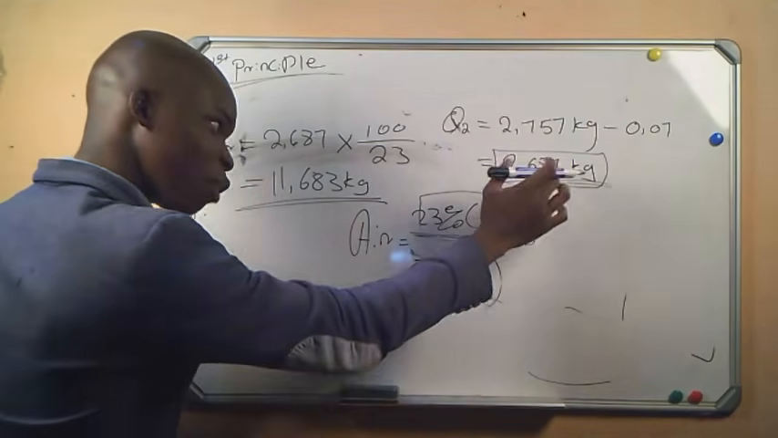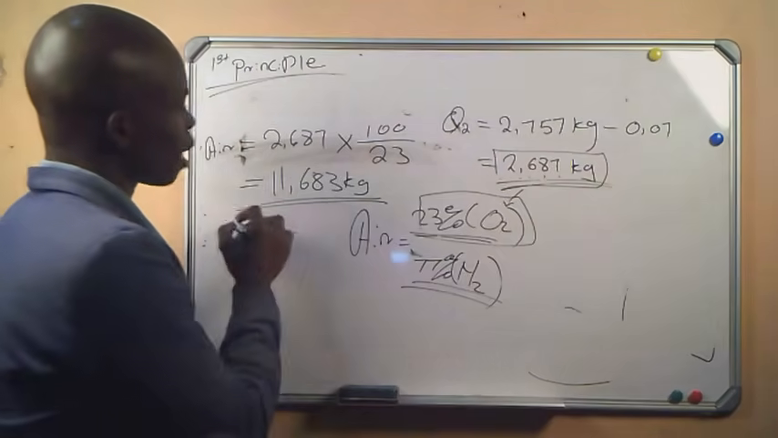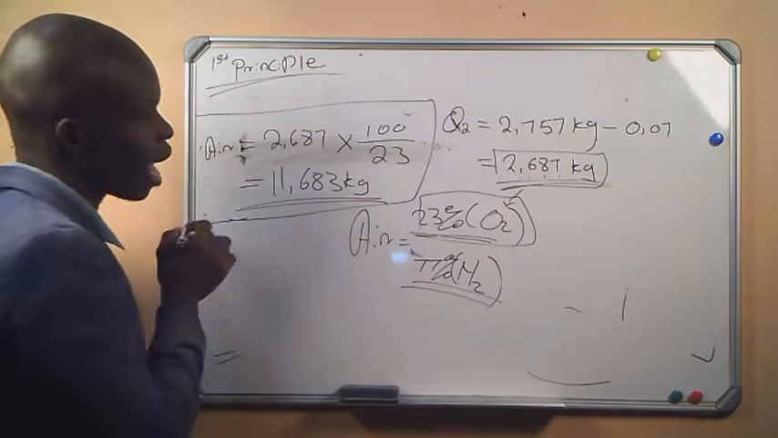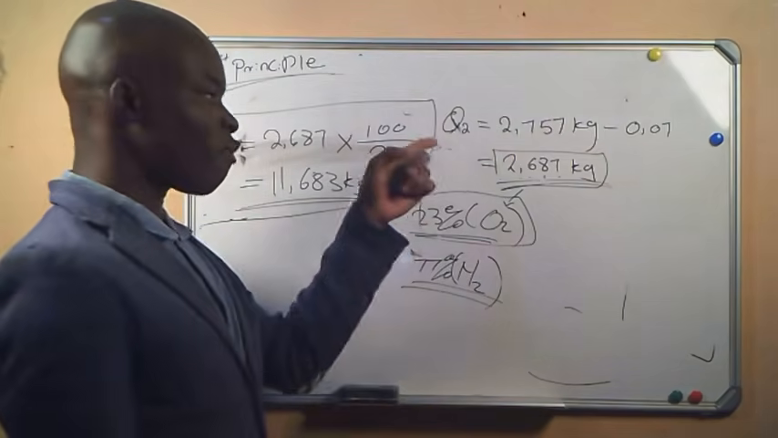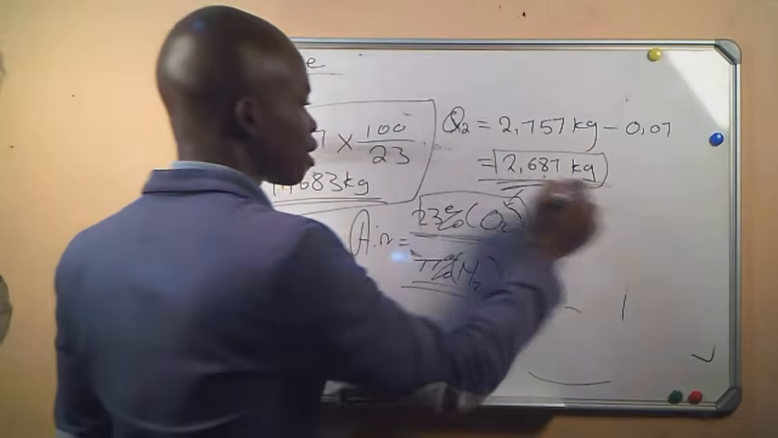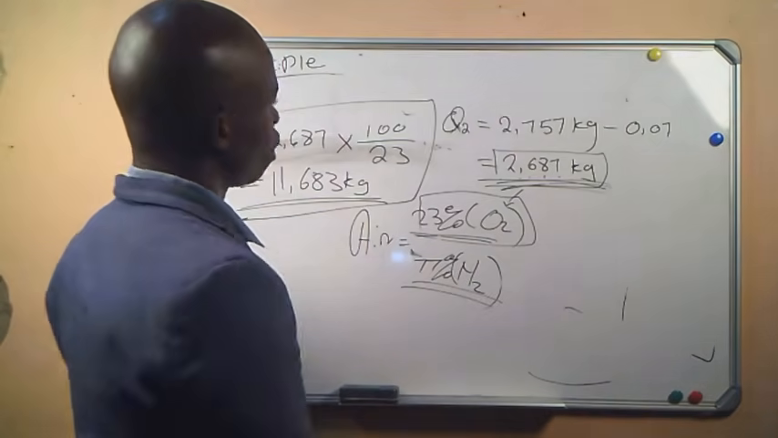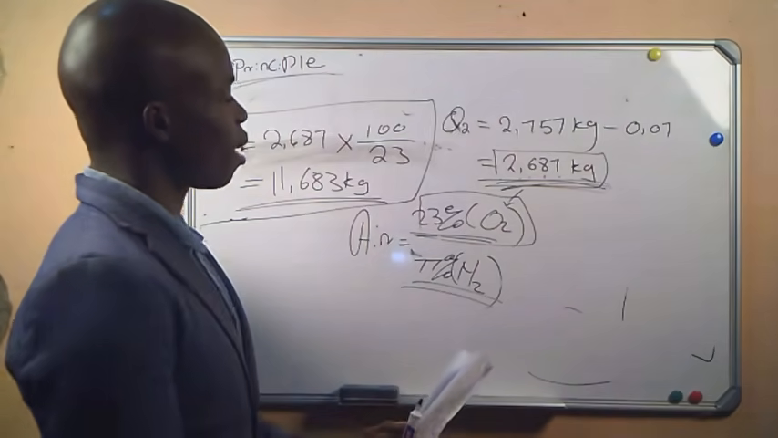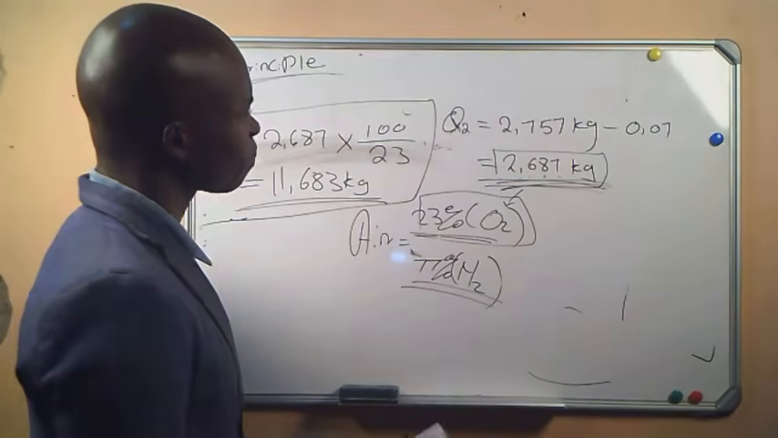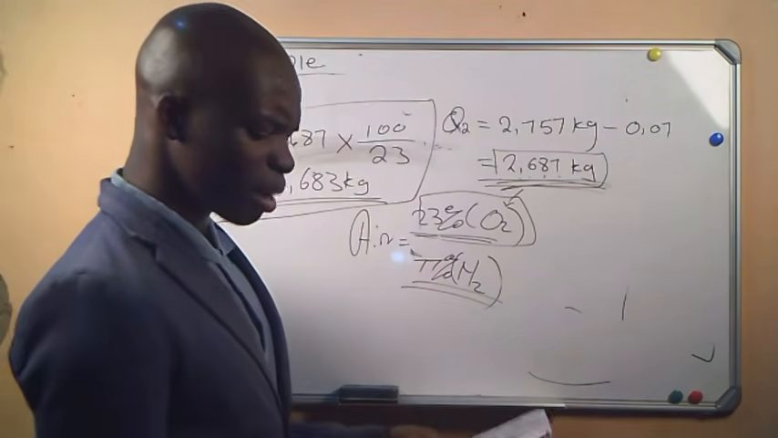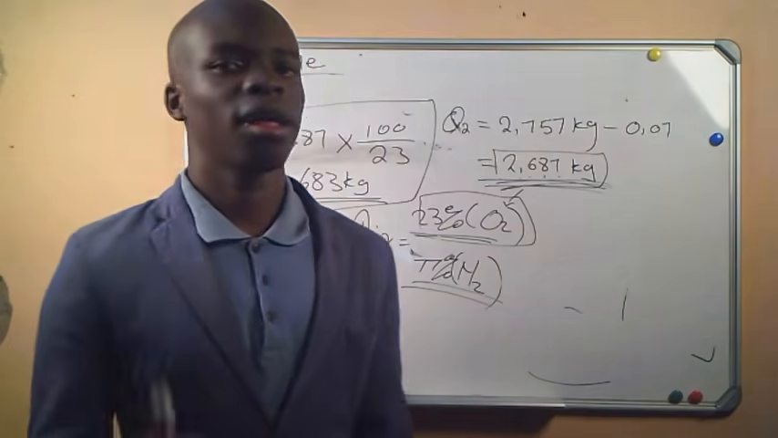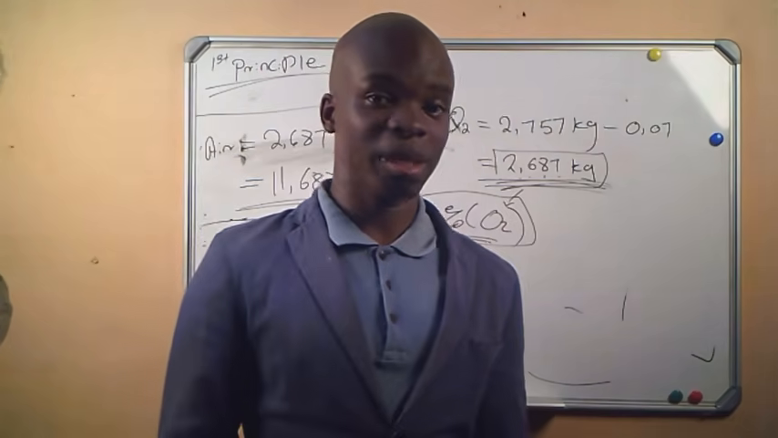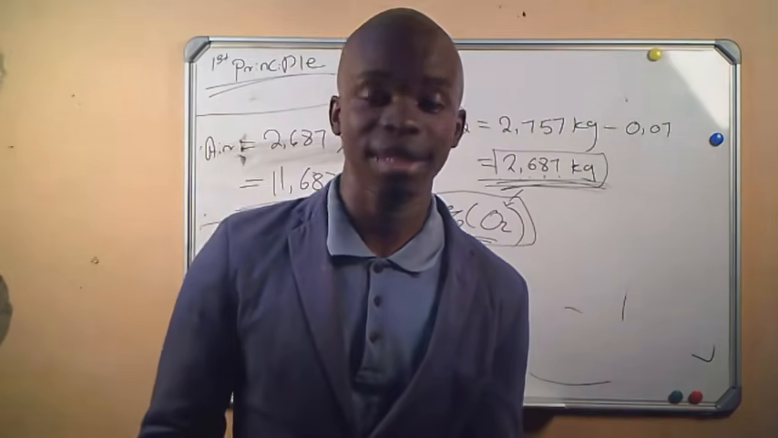So if they were to say calculate the amount of air needed in the system so that we can have this amount of oxygen, this is how you go about calculating the amount of air. But if they only said calculate the amount of oxygen needed, this is how you go about it. So this is basically what combustion of fuel by mass is all about.